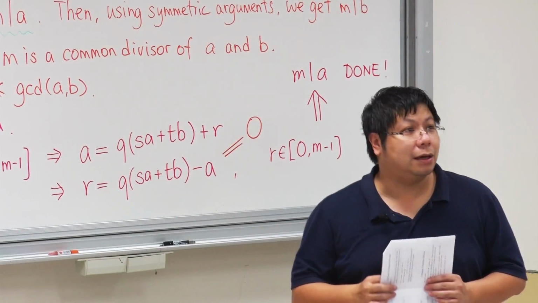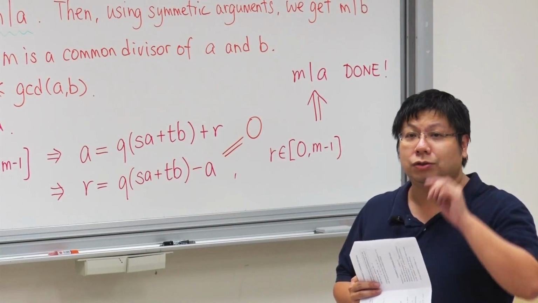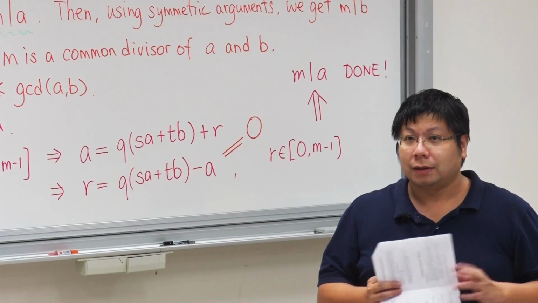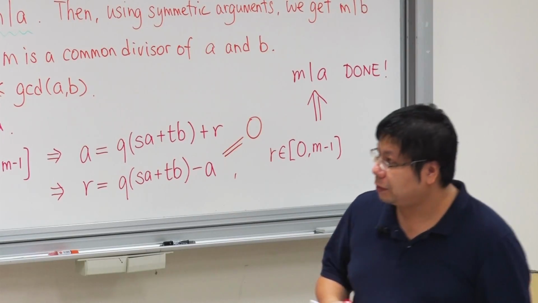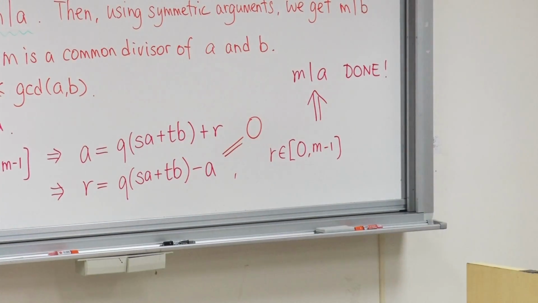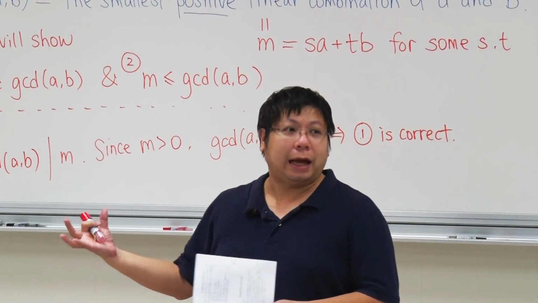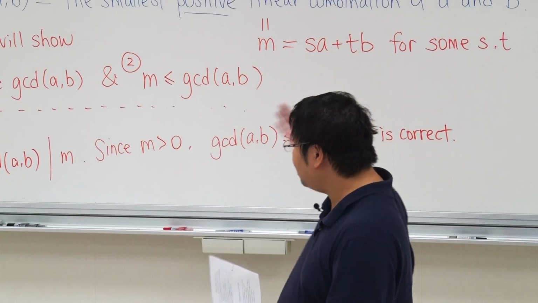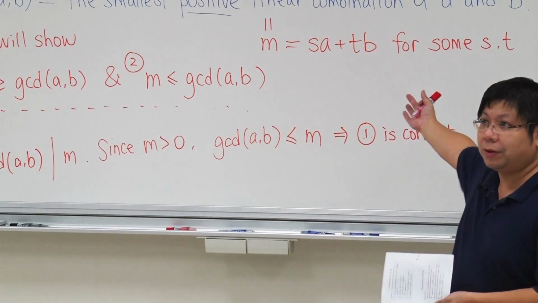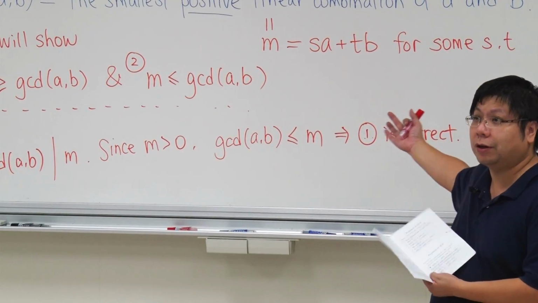So look at this. This proof gives a really non-trivial result. Physically, the GCD is the common divisor of two things. But then, based on this new theorem, we will have a new interpretation of GCD.